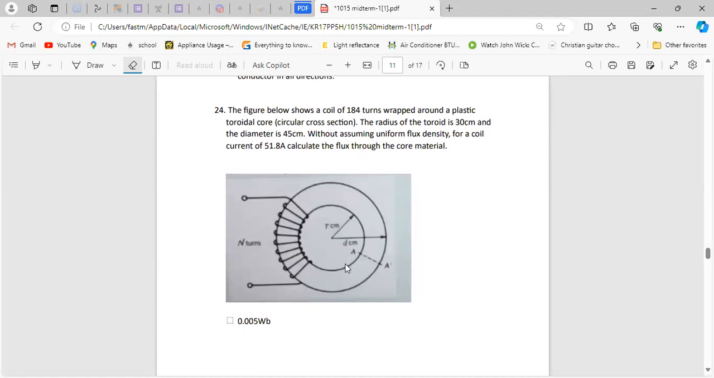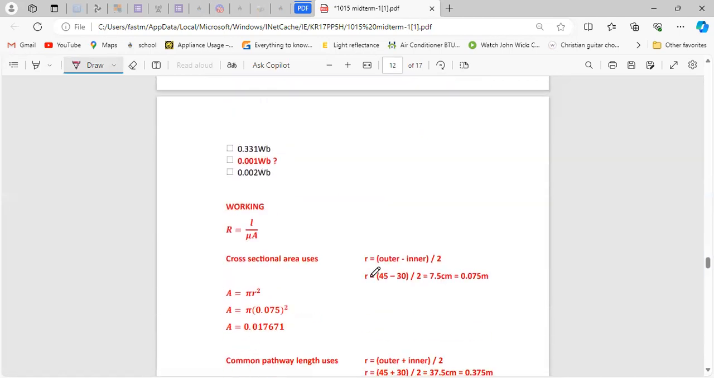Alright. The figure shows a coil, they give you N, wrapped around plastic. This is plastic, right? So you don't have any relative permeability, you just use mu naught. Circular cross-sectional area, so if you cut this in half, the radius of the toroid is 30 centimeters and the diameter is 40, assuming uniform flux density. The current is I, and they want you to calculate the flux in the core material, which is fairly simple.